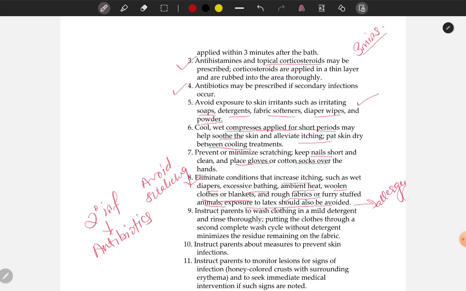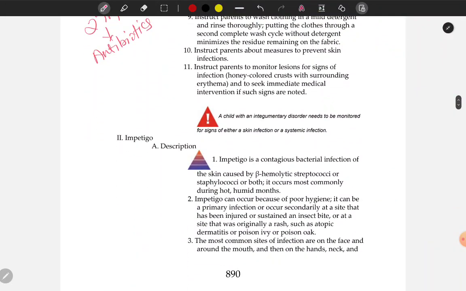Then instruct the parents to wash clothing in mild detergent and rinse thoroughly. After that, put the clothes through a second complete wash cycle without detergent to minimize the residue remaining in the fabric. All the residue from the detergent should be completely removed. Then instruct the parents about measures to prevent skin infection, and to monitor lesions for signs of infection.